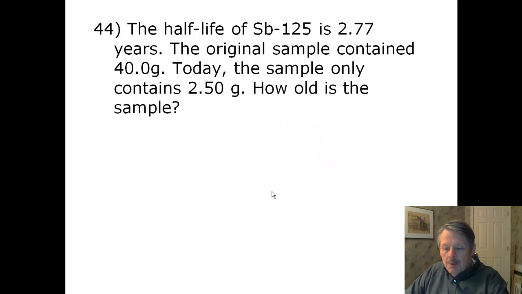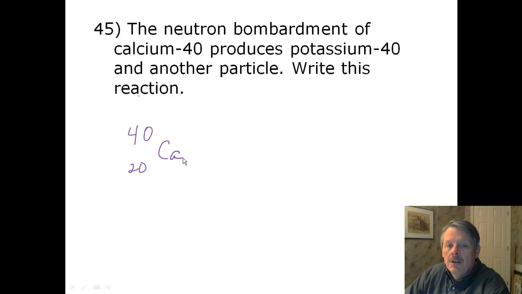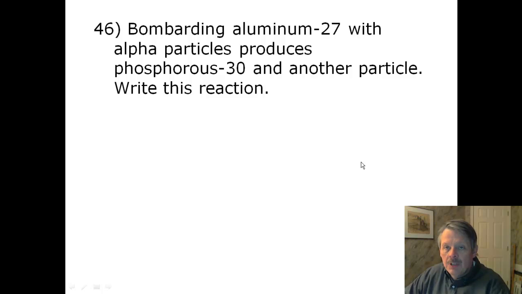Okay, let's keep going. Oh, we've got some bombardment reactions. We've got 4 of these, and then we're done. Neutron bombardment of calcium-40, calcium 20, plus neutron 1, 0 is going to give me 41 on top. It is going to give me, let's see, it says potassium-40, which is number 19, and we have to have 1 on top, and we have to have 1 on the bottom, so that is hydrogen. You've seen that one before.